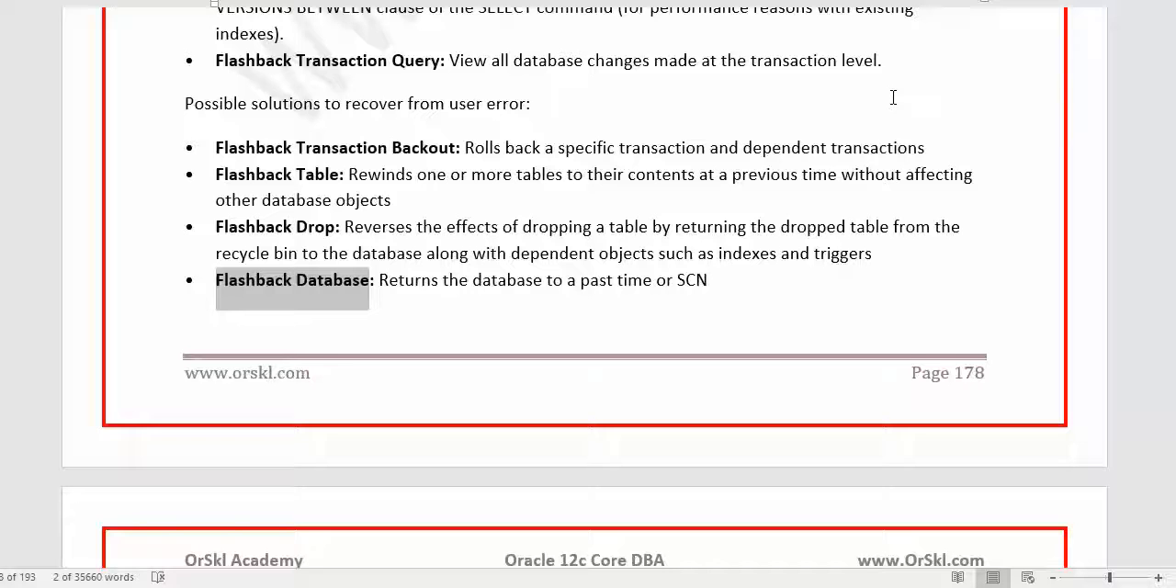If your data is available for the past 2 hours in your undo, you can use Flashback to get back your data 10 minutes back. You can get back your data 20 minutes back. You can get back your data 1.5 hours back. You can get back the data 1 hour 50 minutes back as well. But beyond 2 hours, because there is no undo data at all, you cannot use Flashback technology. That is one of the very, very important points you need to remember.